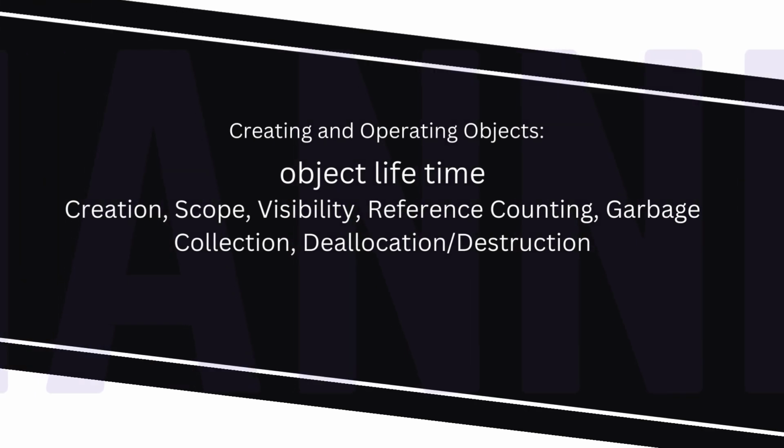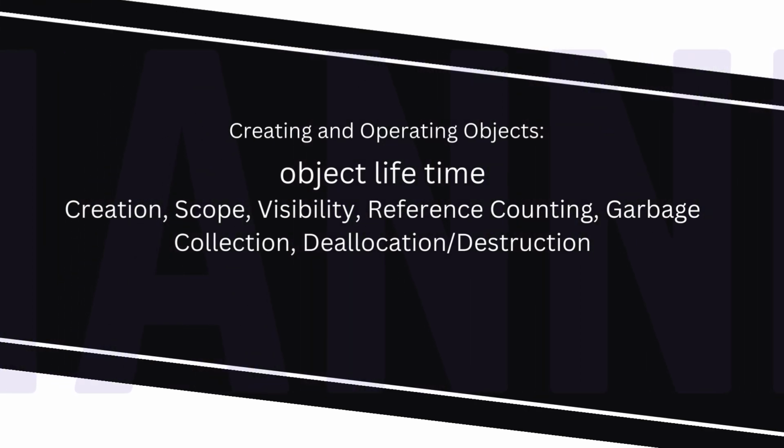Creating and operating objects. Creating objects. Objects are instances of classes, and they are created using the new keyword in most object-oriented programming languages. The process involves allocating memory for the object, initializing its attributes, and returning a reference to the newly created object.